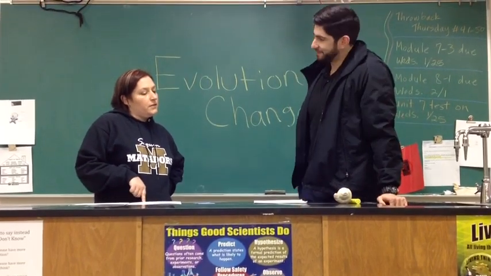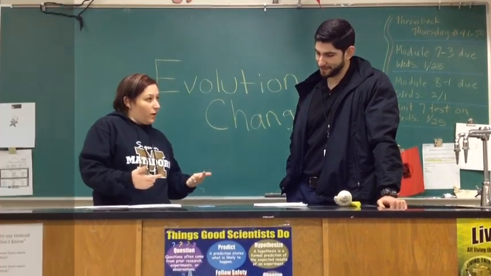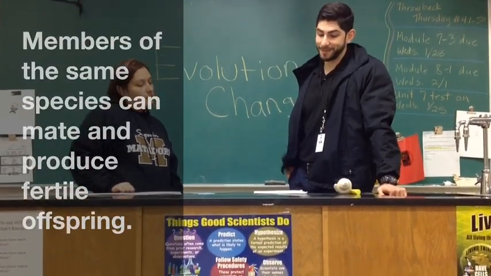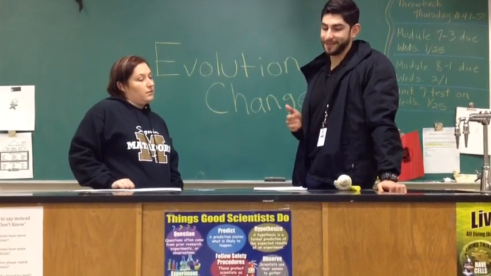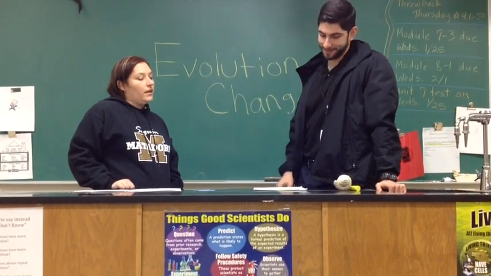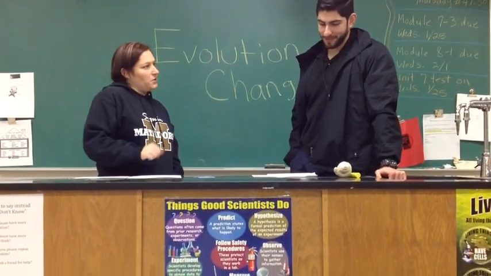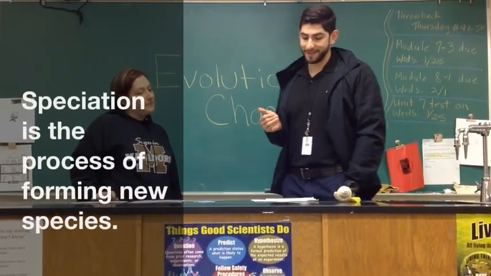So the members of the same species can mate and then produce fertile offspring? Yes. If their species are unable to interbreed anymore and don't reproduce, their species might be in danger of becoming extinct. That makes sense. If they can't breed, they can't continue on. So how could a new species be formed? Well, speciation is the process of forming new species.